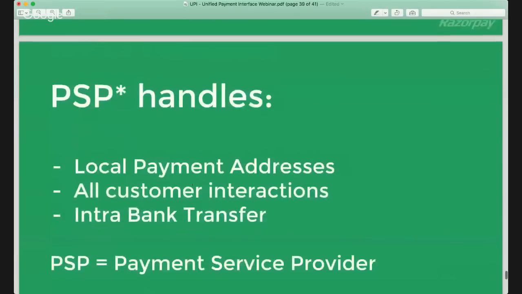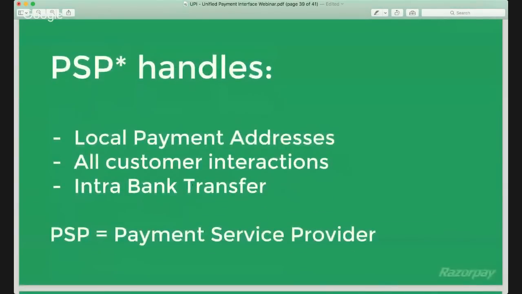And finally, what does a payment service provider handle? A payment service provider handles local payment addresses, which are things like Bob at HDFC, as we saw earlier. They also handle all customer interactions, which are the customer-facing banking applications. And finally, they are still handling the intra-bank transfer. So if Bob at HDFC wants to transfer money to Alice at HDFC, it doesn't necessarily have to go via UPI. The bank can do that transfer within their own network.